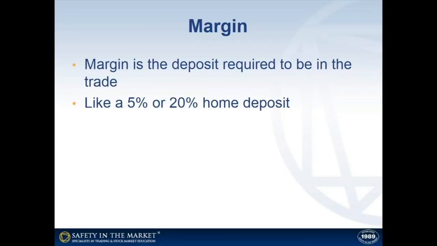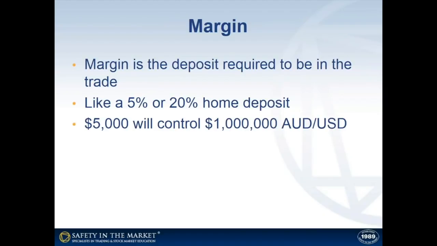As we said, it's like your 5 or 20% home deposit, and $5,000 will control $1 million Australian dollar, US dollar. When you're trading the cross-currency pairs, brokers won't necessarily give you 0.5% leverage. They may give you 1% or 2% leverage, so you have to put a little bit more money in, and you can't take as large a position size. Brokers give you such large leverage on the major currency pairs because they are just so liquid, and the brokers feel that they can get out of those positions straight away if you have a margin call, so they're not putting themselves at too much risk.